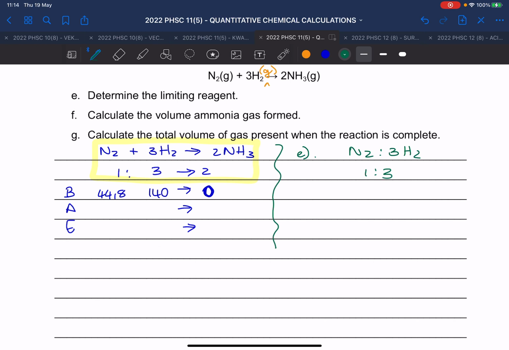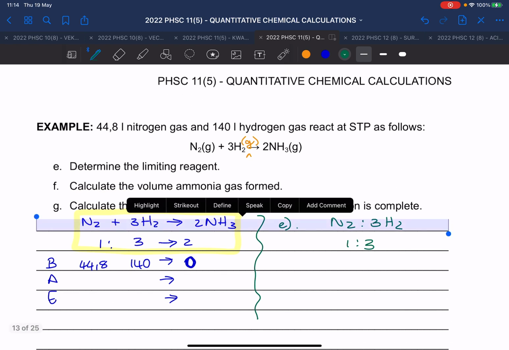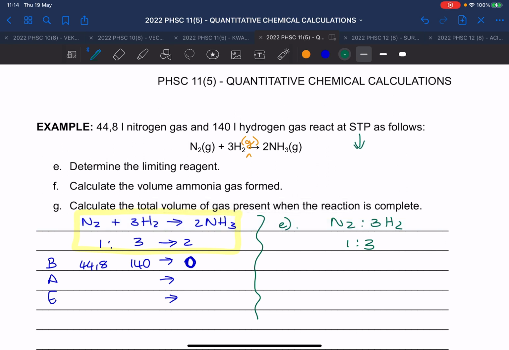Yes? 16p. STP is atmospheric pressure. So the temperature is 0 degrees Celsius and the pressure is 101.3 kilopascal.